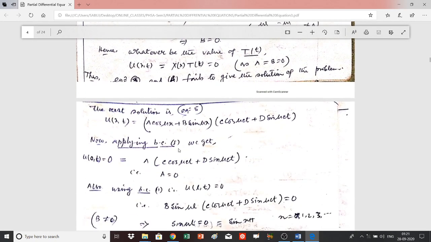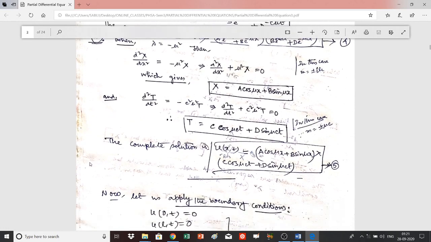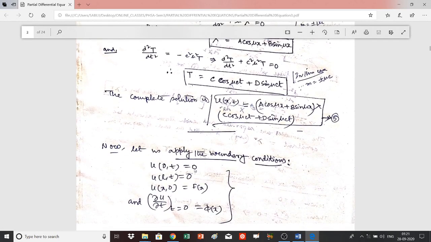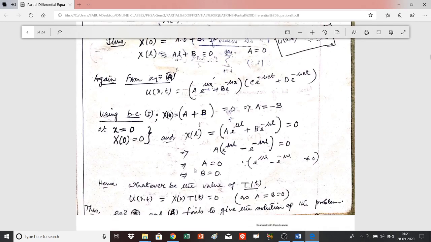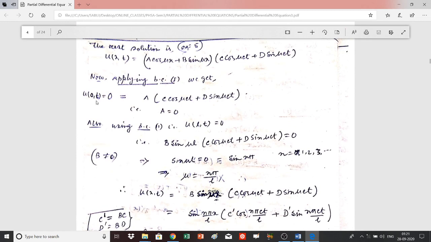So the only one left is the last one: (a cos mu x plus b sin mu x) into (c cos mu ct plus d sin mu ct). Now applying boundary condition number 1, what was boundary condition number 1? It is here: u(0,t) is equal to 0, that is for x equal to 0. That is u(0,t) for x equal to 0, which was 0. That is equal to, from here, a, because cos mu 0 is cos 0, which will give you a, and from here sin 0 will give you 0.